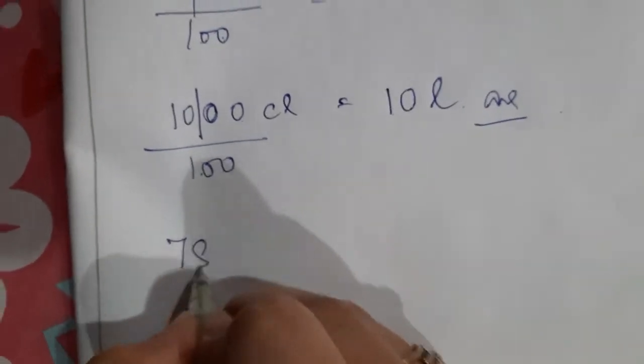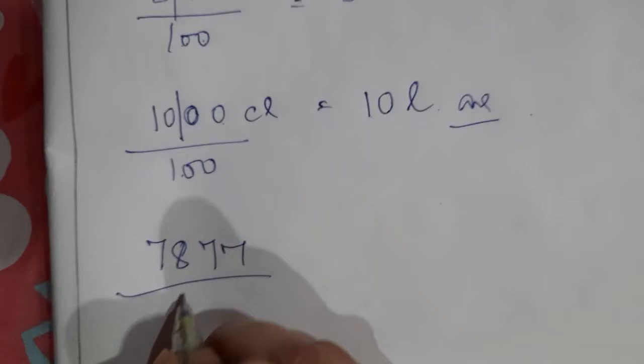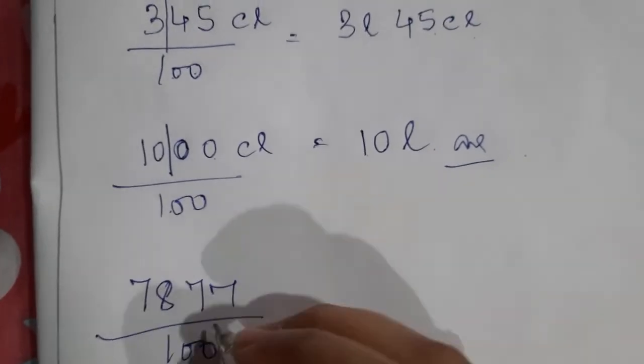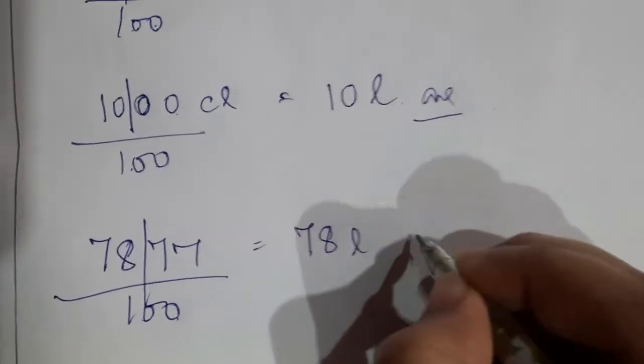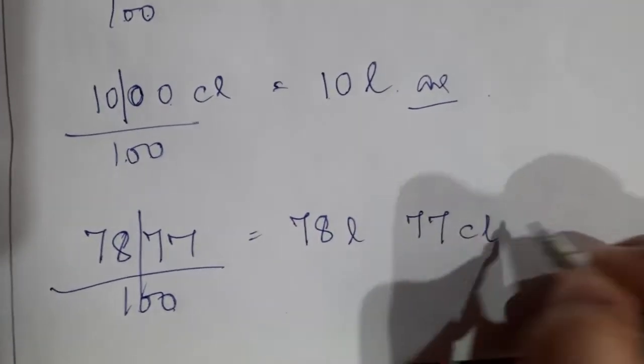Then this becomes 78 liters, 77 centiliters. Let's write here: 7877. We are dividing it by 100. 2 zeros, put a bar here. This becomes 78 liter, 77 centiliters.